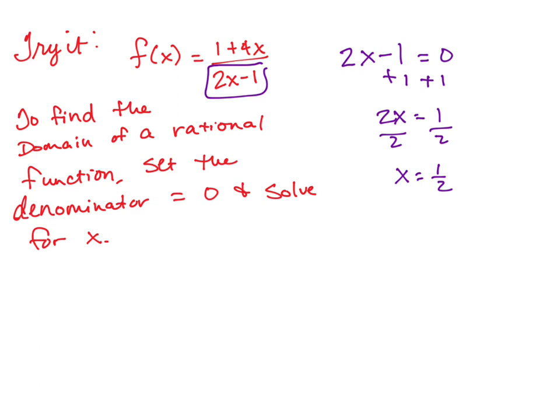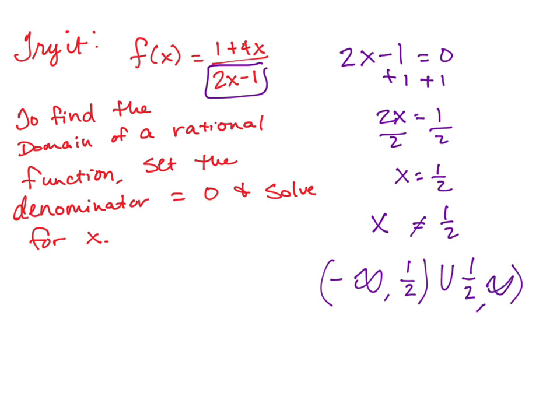So negative infinity to 0.5, and then the union. Duncan is saying x is not equal to 1/2, which I agree with. But Judson is putting it in interval notation. He's saying we could go from negative infinity all the way to 1/2, and then we have to stop. And then we can start again at 1/2, and we can go all the way to positive infinity. Note that we're using parentheses at 1/2 because x is actually not allowed to be 1/2. It can get really, really close to 1/2, but it cannot be 1/2.